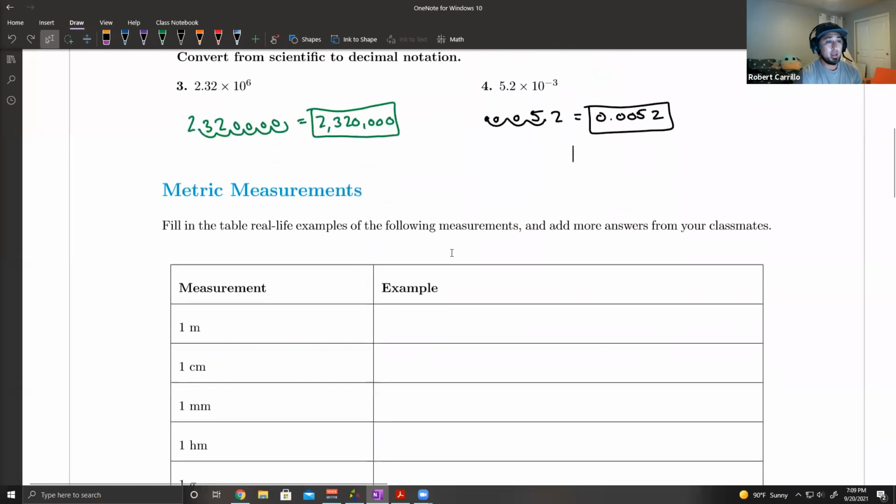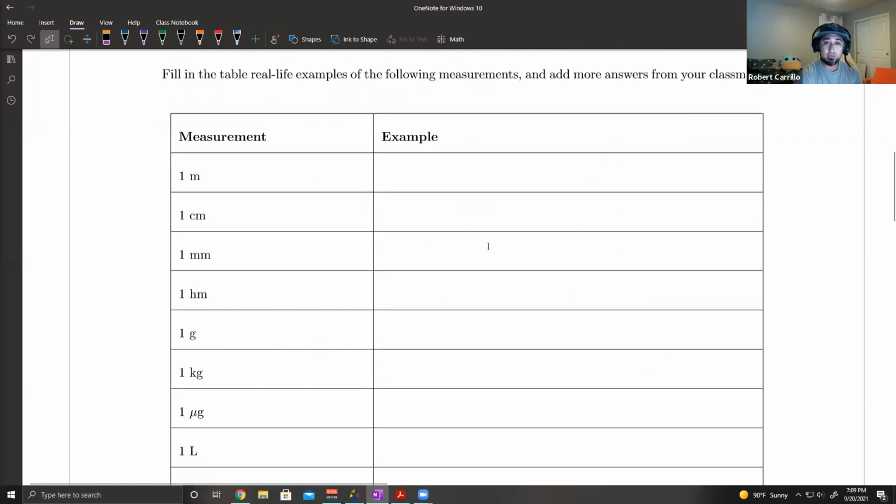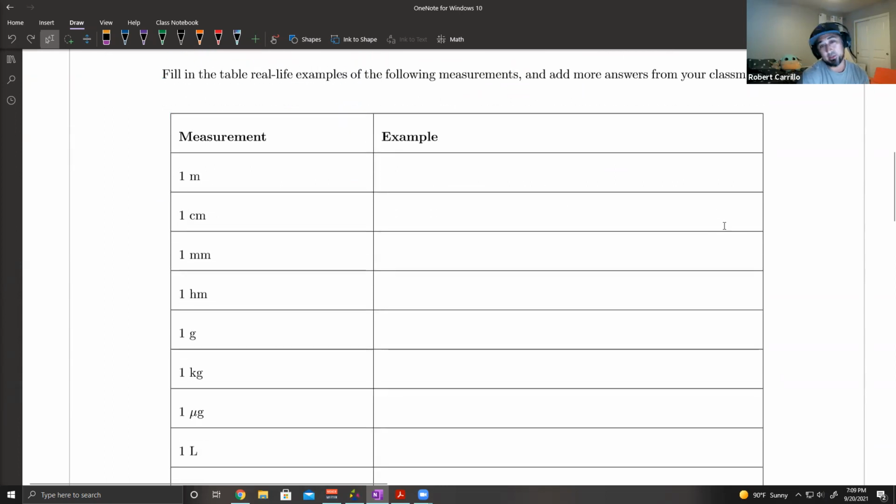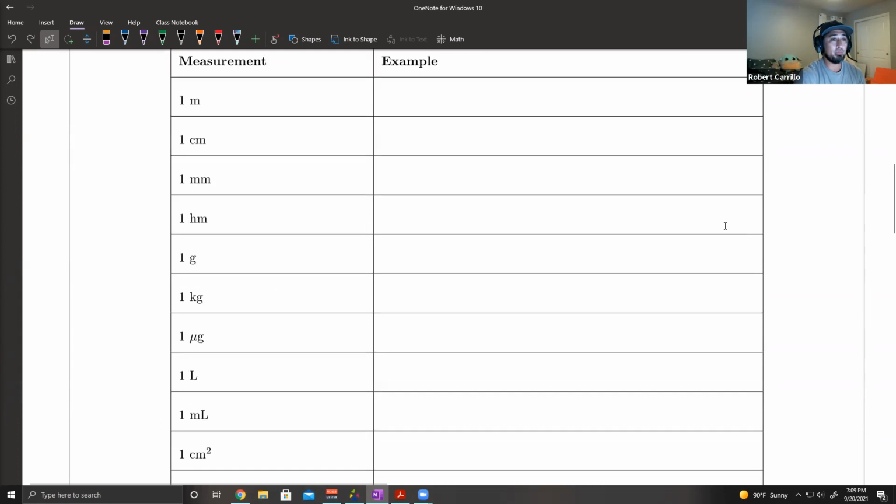Okay. Next is metric measurements. So I guess this is a little fun activity. Fill in the table with real life examples of the following measurements and add more answers. We just want to know, where would you see these measurements in real life? Any examples? The first one is 1 meter. What is a good example for 1 meter? Where would you see that?